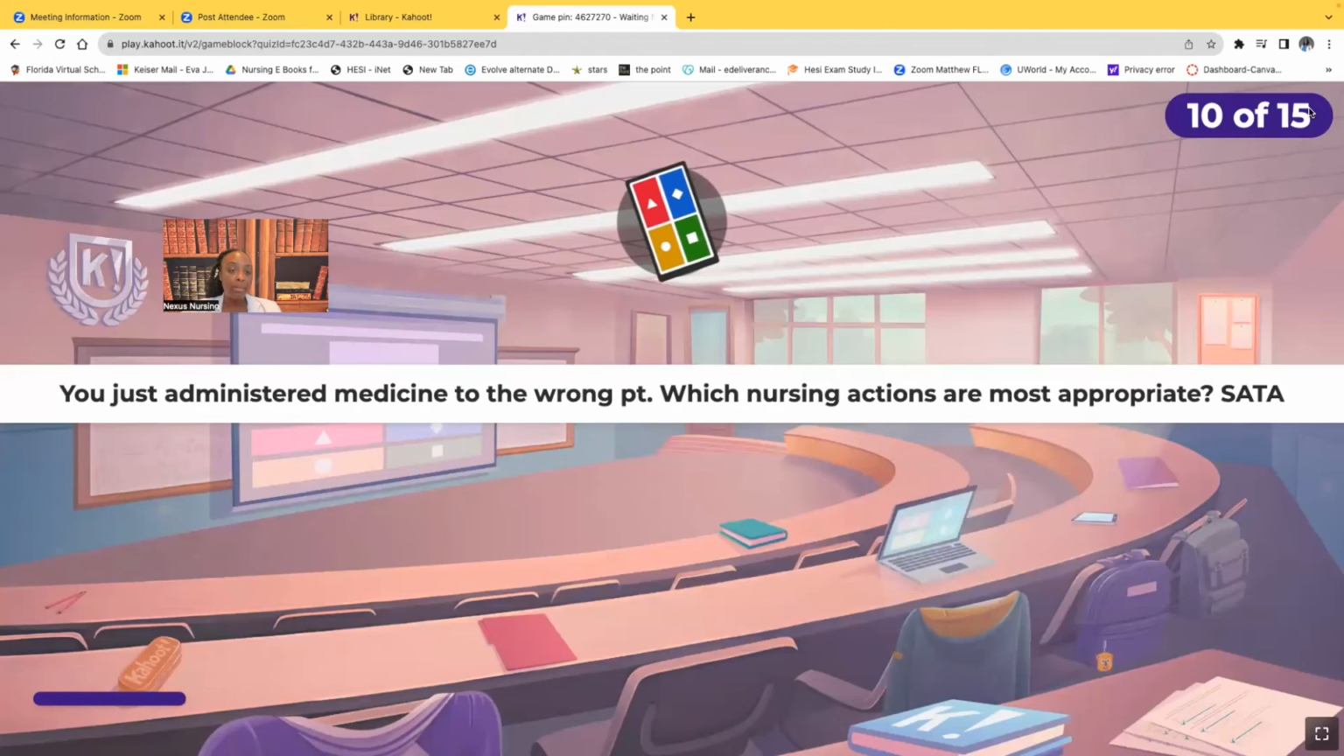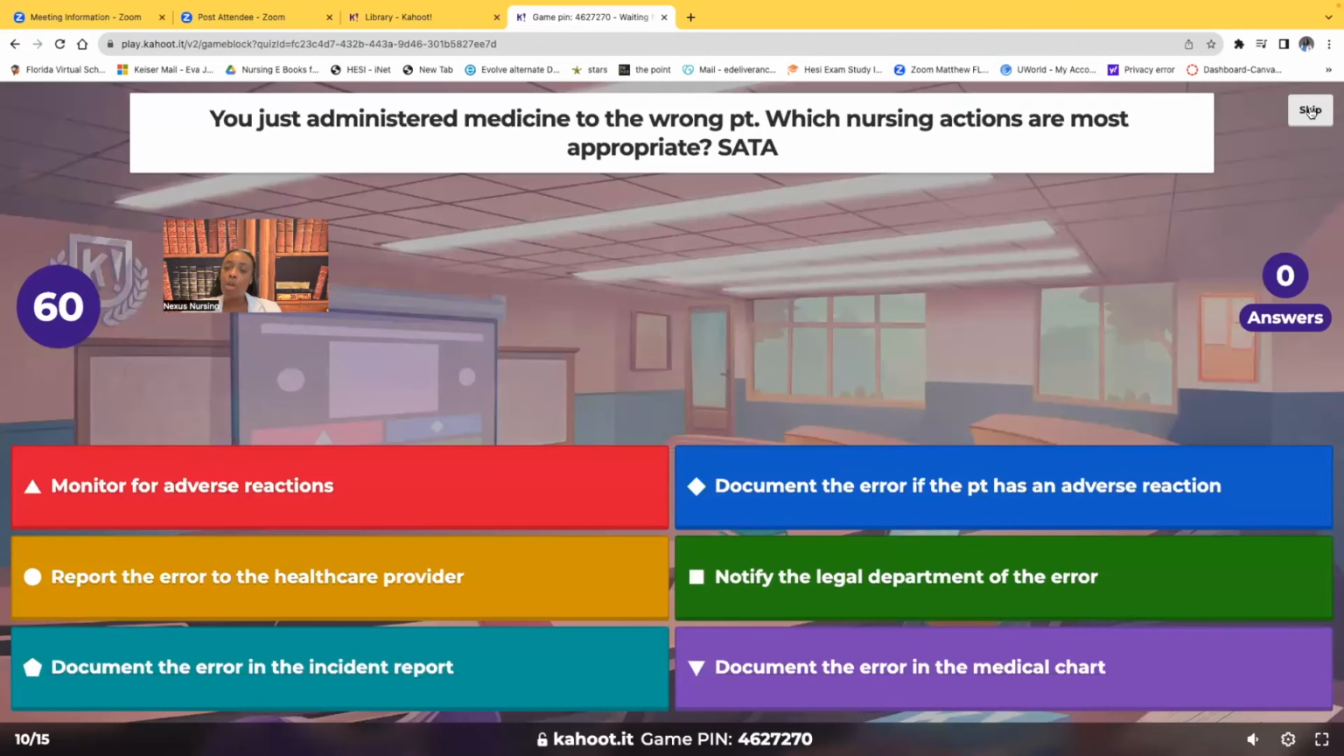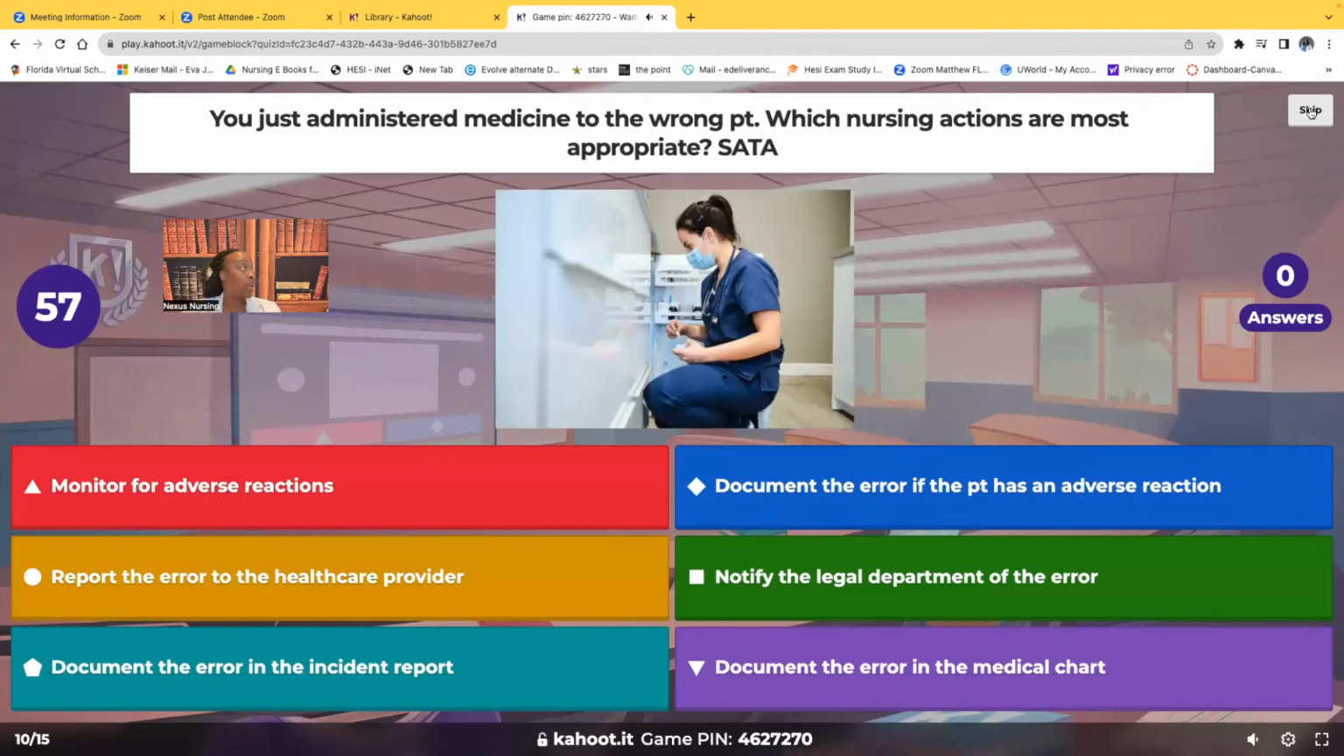Select all that apply. You just administered medicine to the wrong patient because you did not check. Which nursing actions are most appropriate? Select all that apply. Here are your choices. Monitor for adverse reactions. Document the error if the patient has an adverse reaction. Report the error to the healthcare provider. Notify the legal department of the error. Document the error in the incident report. Document the error in the medical chart. You gave medicine to the wrong patient. What are you going to do?